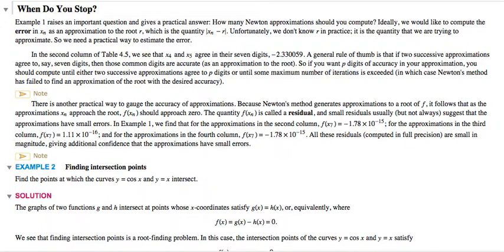Newton's method generally finds a good approximation to a root after, let's say, 5 to 6 iterations. So if you haven't found 2 iterations that agree after, say, 10 attempts, it's probably a good case to stop. Newton's method's not going to find an approximation of that root with the accuracy that you're looking for.